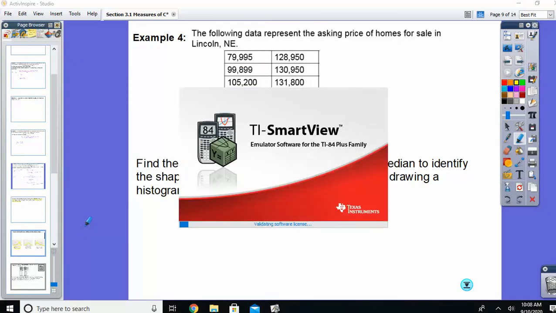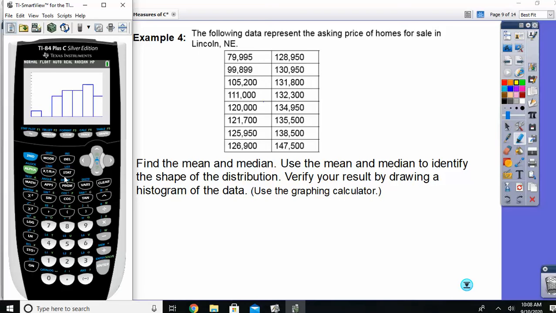And I want you to go to Stat, Edit. If you have anything in your list, you have to take it out. But remember, don't use Delete. Use your arrow to go up onto the title and just hit Clear. Enter. And then I want you to type in all of these numbers. I think there's 16 of them. Make sure you type them correctly.